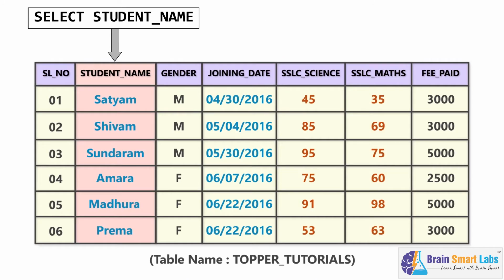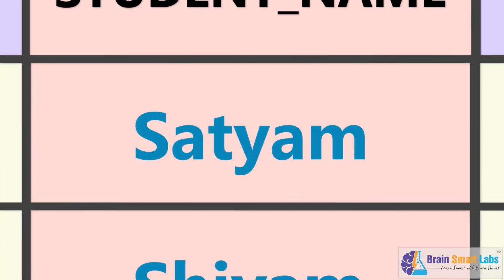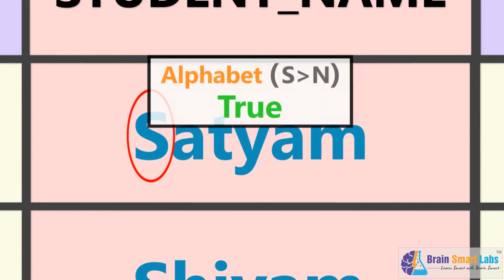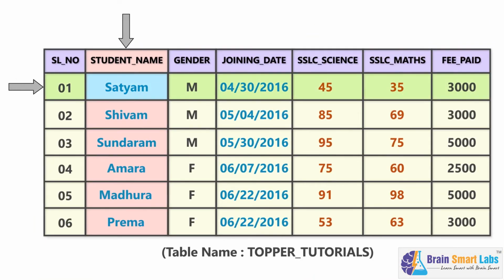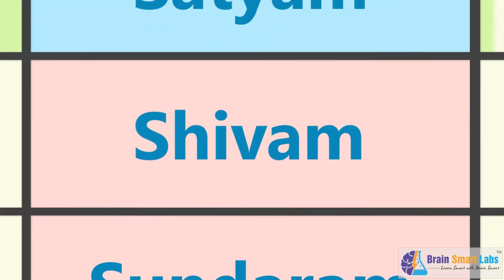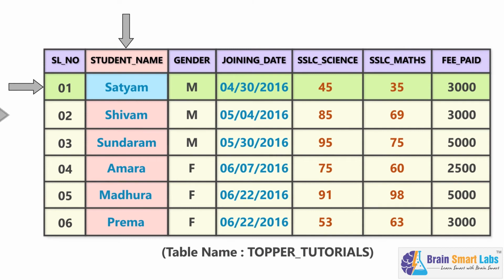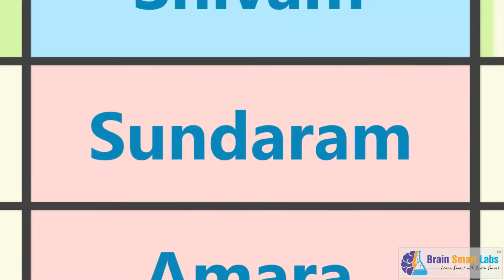So if we analyze all rows inside the table, the first name Satyam is starting with character S, which is of course greater than alphabet N. Now as a result, the following row will be selected. In the second row, we have the name Shivam, whose first letter again starts with character S, which is again greater than alphabet N. Now as a result, the following row will be selected. The third row now will also be selected, as here once again the name is starting with alphabet S, which is again greater than alphabet N.